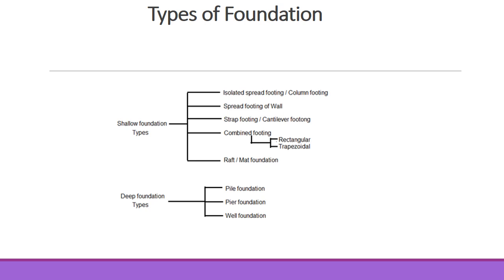Types of foundation: we have two types normally. One is a shallow foundation, another one is a deep foundation. Shallow foundation is divided into isolated spread footing or column footing, spread footing of the wall, strap footing or cantilever footing, and combined footing. In the combined footing, we have two types: one is rectangular, another one is trapezoidal. Finally, raft or mat foundation. Based on the deep foundation, we have three types: pile foundation, pier foundation, and finally well foundation.